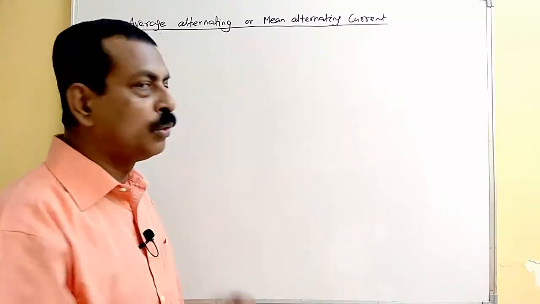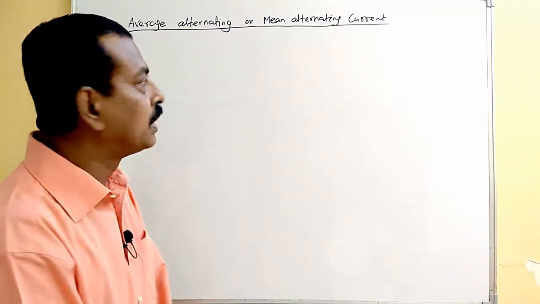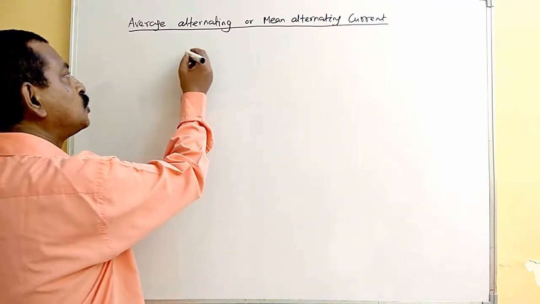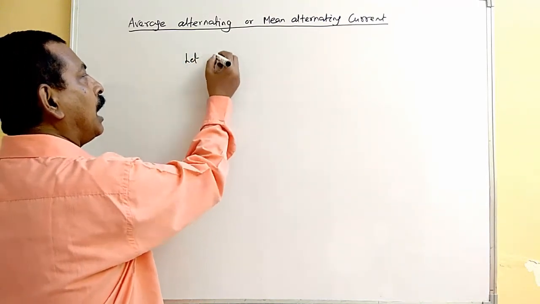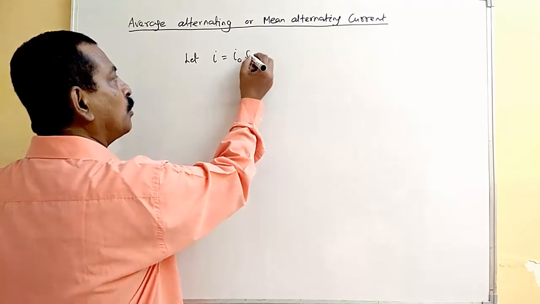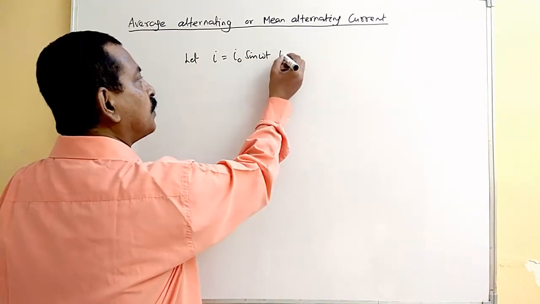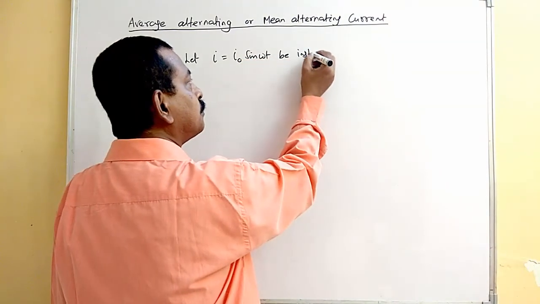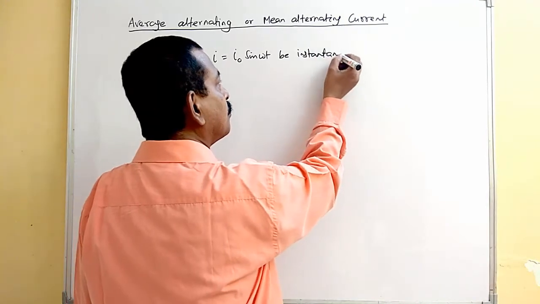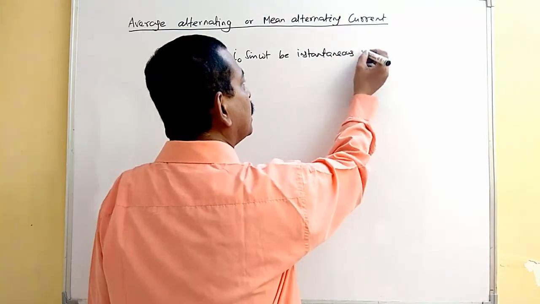So suppose we want to find its expression. In that case, let's assume that I equals I naught sine omega t be the instantaneous current.